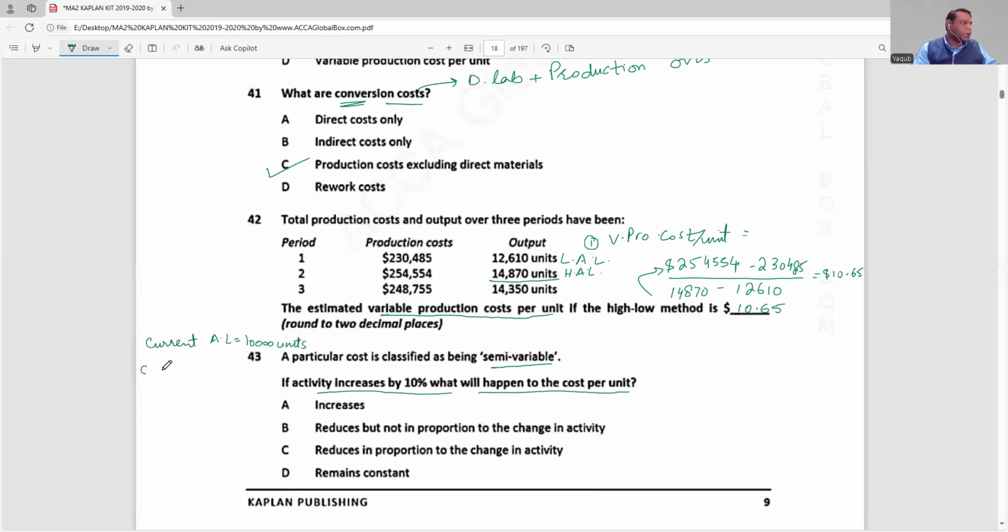And we say current variable cost per unit is $10. We assume current fixed cost is equal to 40,000. So we will calculate the total cost: current Y is equal to 40,000 plus variable cost 10 into current activity level 10,000. So $40,000 plus $100,000 is equal to $140,000, divided by what?